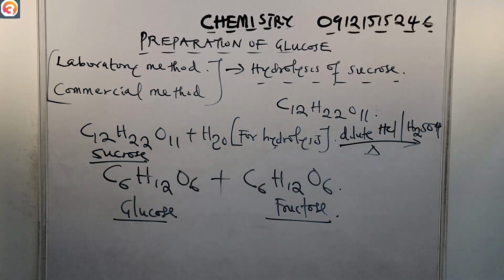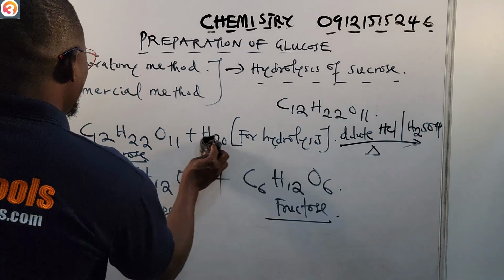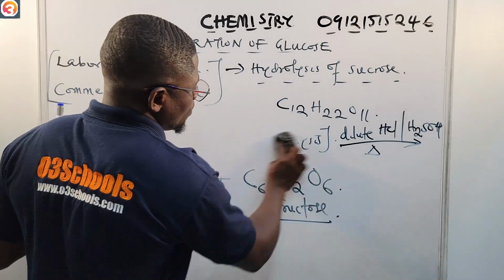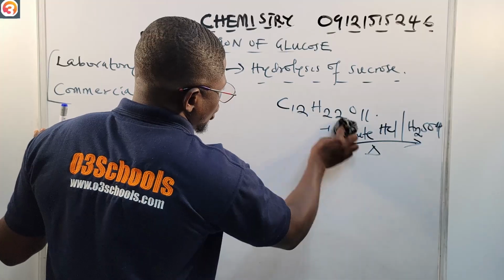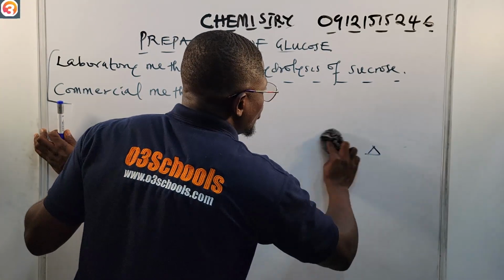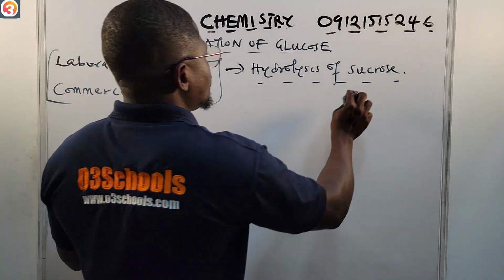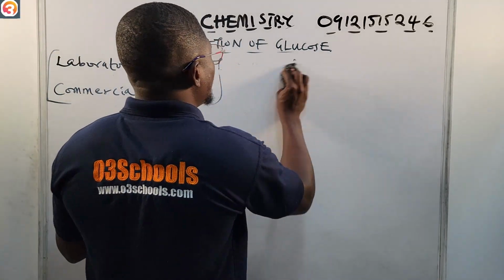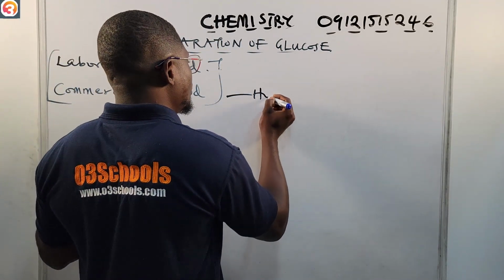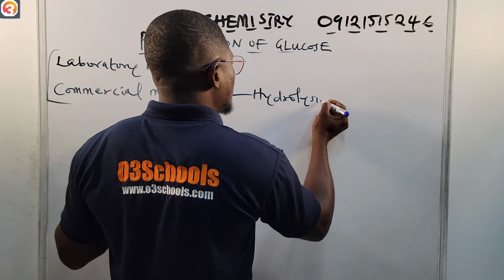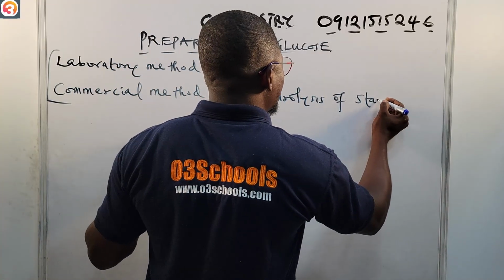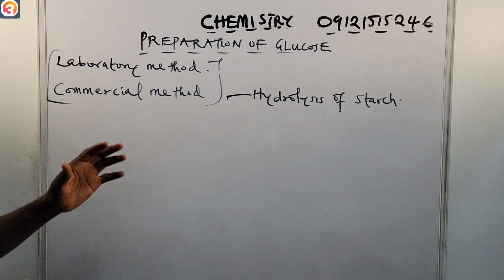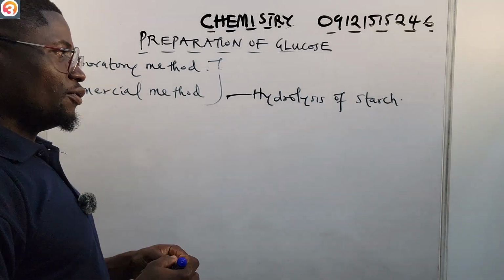So now let us talk about the commercial method. For the commercial method of preparing glucose, what we use is starch. We perform hydrolysis of starch, not sucrose. So for the commercial method, we perform hydrolysis of starch to get glucose. Let us see the full reaction.